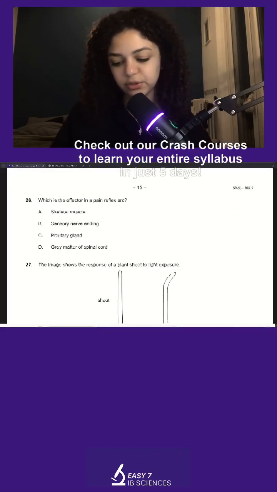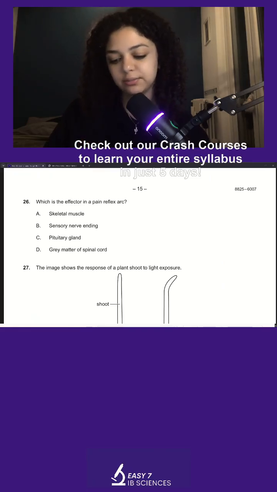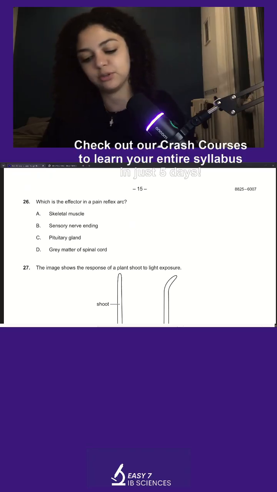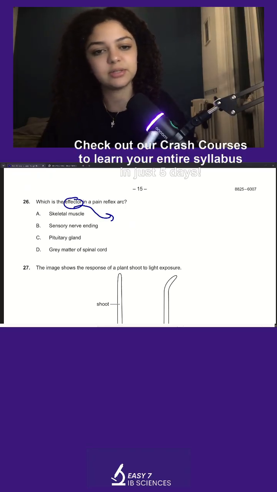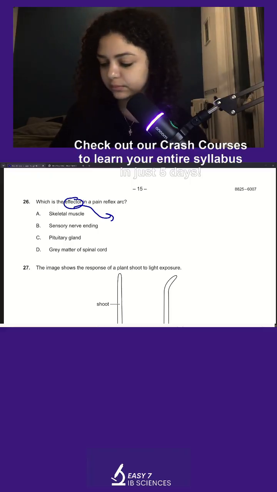Okay, let's do a couple more questions. This one was a common question that showed up in all 25s. It's a repeat, and they're really, really focusing on this. So pay attention to all that pain reflex arc and that specific terminology. What do we know that the effector is? Best of luck, guys.